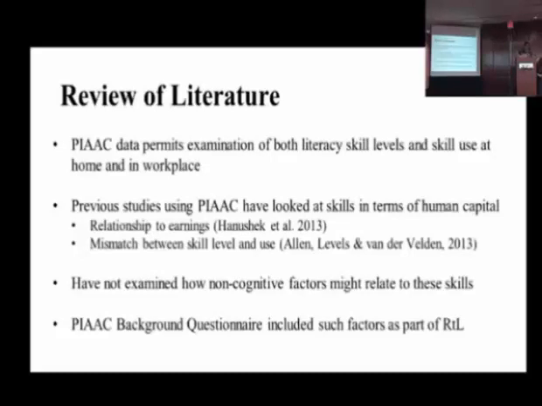A bit of review of literature. The PIAAC data permits an examination of, as we've said, the literacy skill levels and skill use at home and in the workplace. Previous studies using the PIAAC have looked at skills in terms of human capital, quite a bit. Relationship to earnings, someone earlier today I think mentioned the Hanushek et al. from 2013, and Allen, Levels, and Vandervelden had obtained data that pointed to this discrepancy between skill level and skill use.